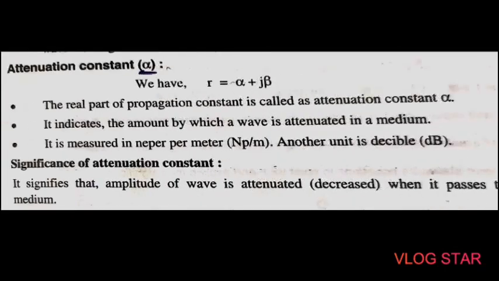The next constant is the attenuation constant. We have the equation γ = α + jβ, and the real part of the propagation constant is alpha, which is the attenuation constant. It indicates the amount by which a wave is attenuated in the medium. It is measured in Nepers per meter, that is Np/m, and another unit is the decibel, dB. It signifies that the amplitude of the wave is attenuated, that is decreased, when it passes through a lossy medium.